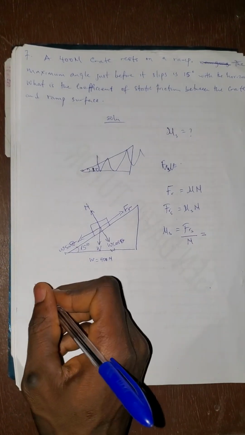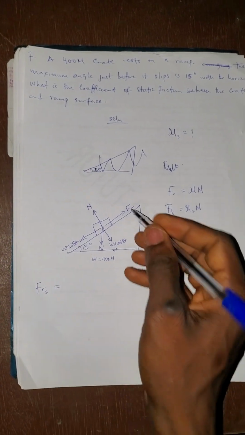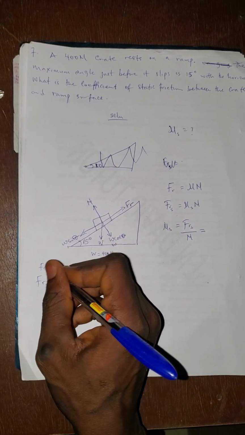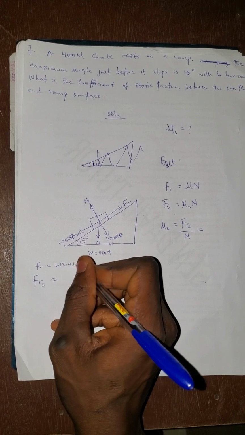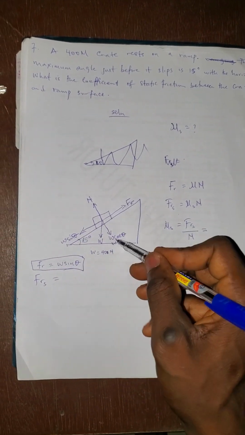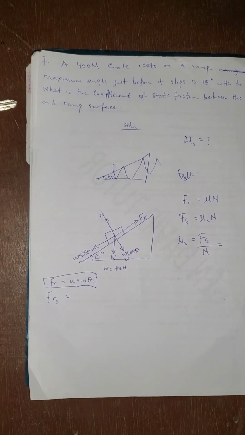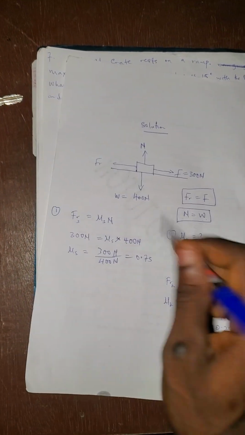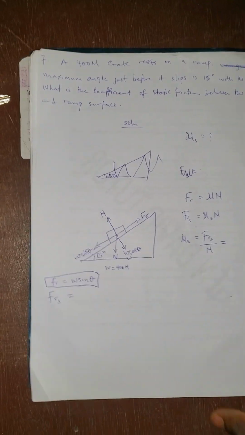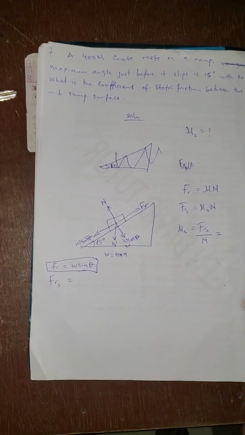Now if you check this very well, the frictional force of the static friction, I told you that the Fr here is equal to W sin theta here. So take note, this one will be equal to this, and this one will be equal to this. But this time around, this one is equal to this and this one is equal to this.